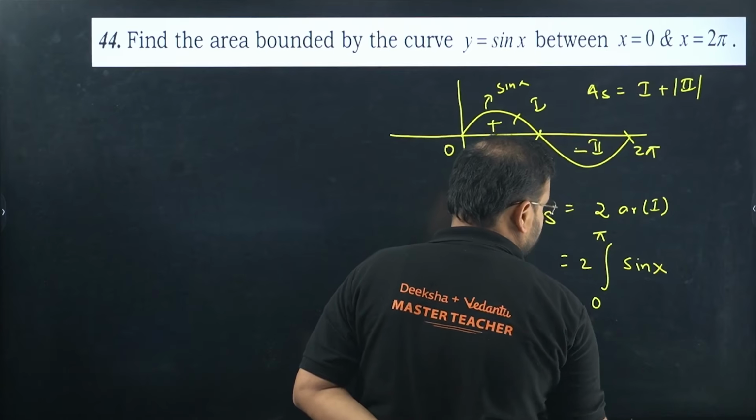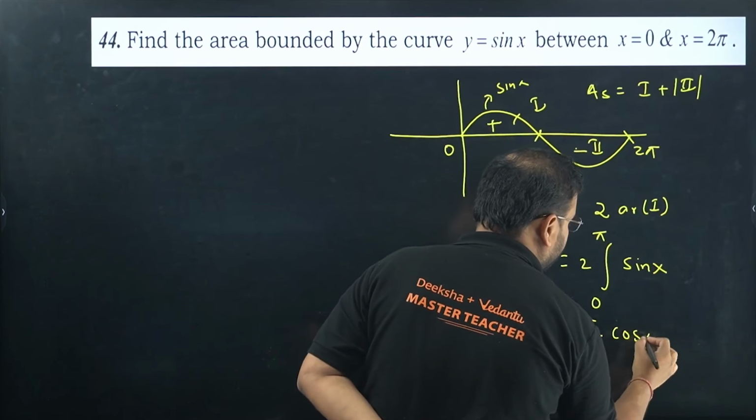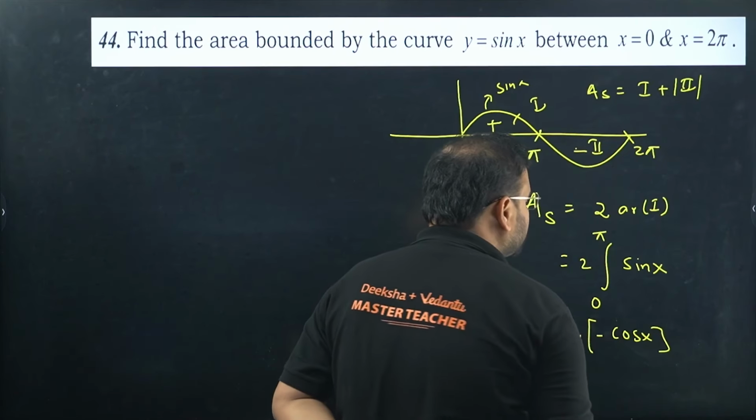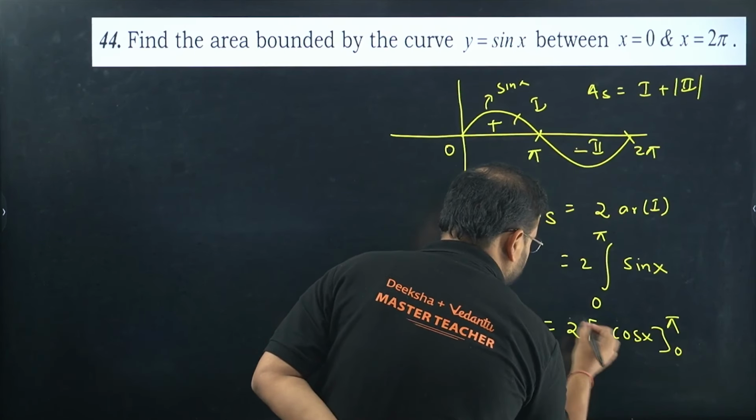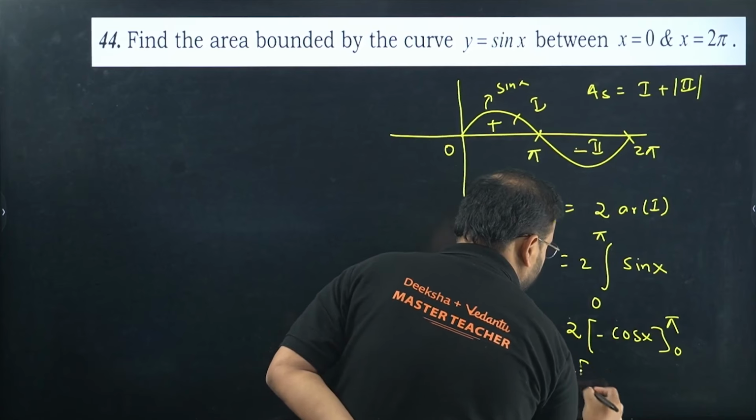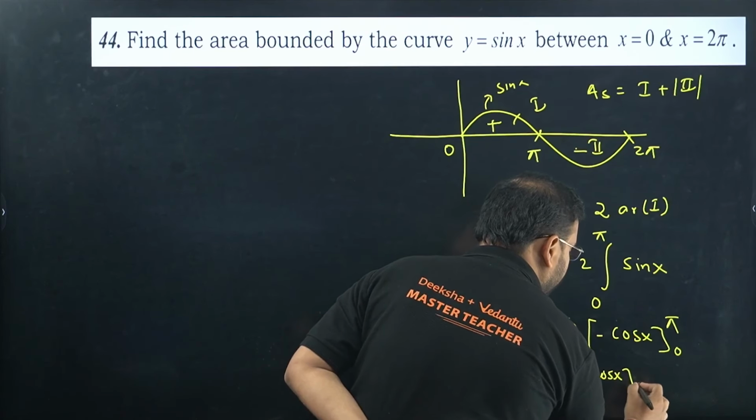Okay, alright, sir. Check, sine will become integration as minus cos x. Can I take minus sign outside? Minus is a constant, right? I can take minus sign outside, minus 1. It will become minus 2 outside. Cos x is what I am left with from 0 to pi.